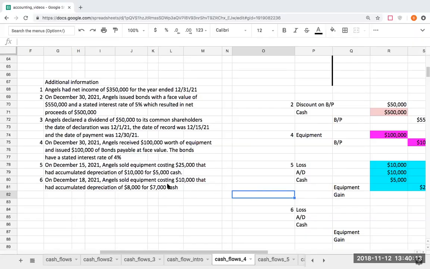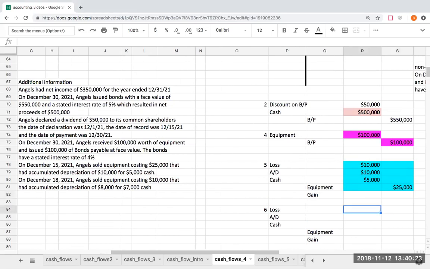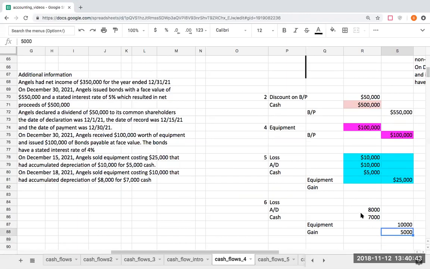Okay, so I sold equipment costing $10,000 that had accumulated depreciation of $8,000 for $7,000 cash. So my rule is here, equipment cost me $10,000. I received $7,000 cash, and I had accumulated depreciation on this of $8,000. So here, I'm going to need to balance my equation. I'm going to have a gain of $5,000.